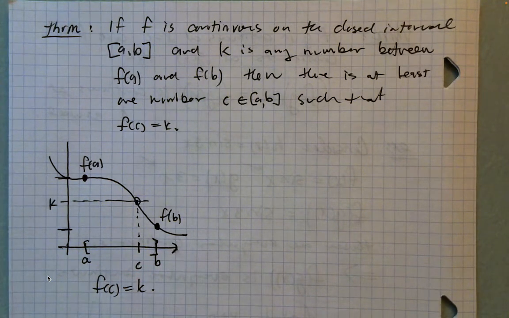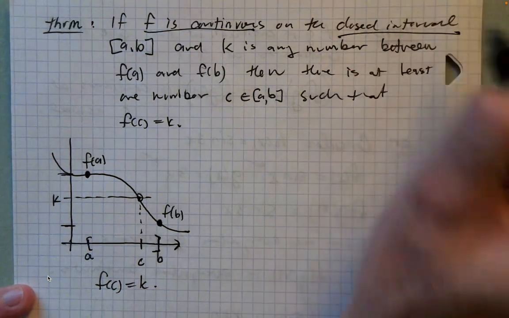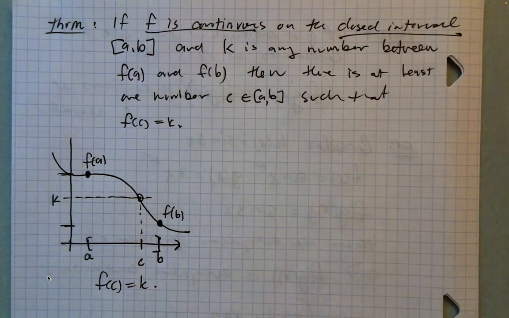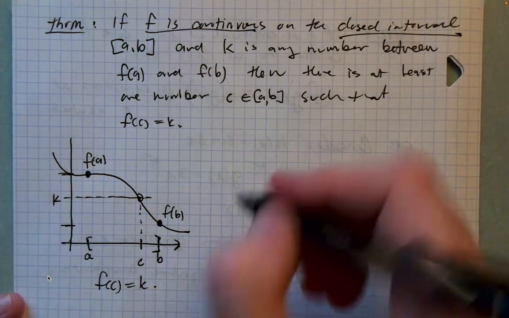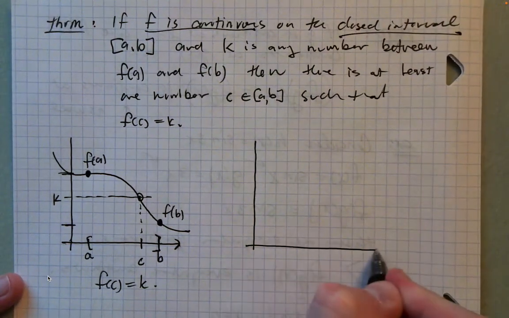Okay, now it's important that this is a good theorem to look at and to really examine the assumption. So we're assuming that f is continuous on a closed interval. Those two pieces are very important. So let's see an example where we relax the continuity, for example.